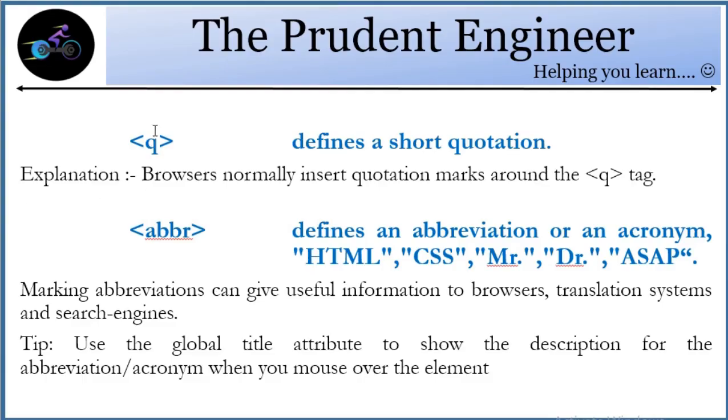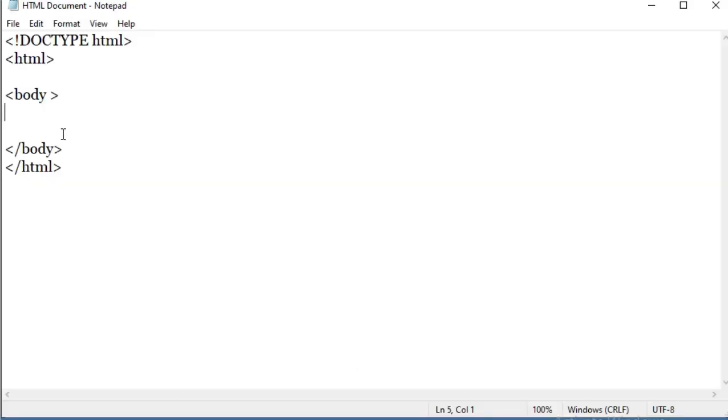So the Q tag is generally used to define a short quotation. That means the browser normally inserts a quotation mark around the Q tag. I mean, if you have written a statement and you have used the Q tag, then the browser will generally insert a quotation. So I'll show you how this happens.